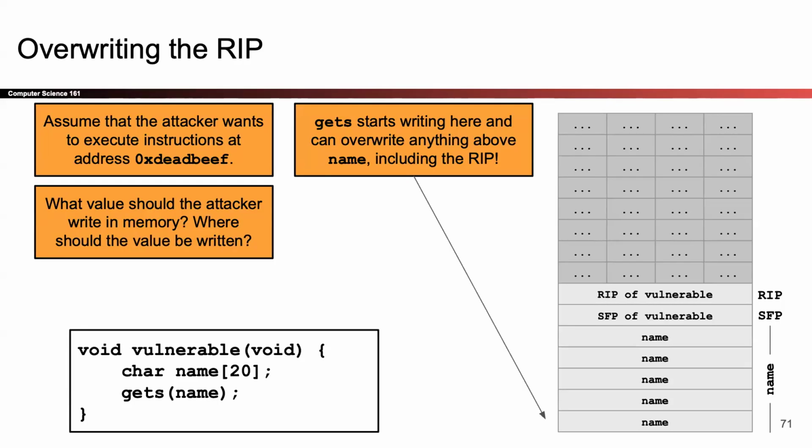Tell me about the input to this program that the attacker should provide to arrange to overwrite the RIP with deadbeef. First, how long does that input need to be? And then tell me what that input needs to be. What needs to be true about the input? Talk to your neighbor and see if you can figure that out.